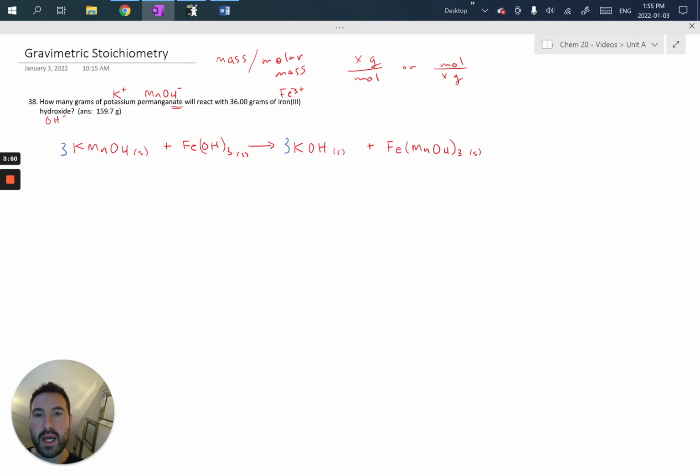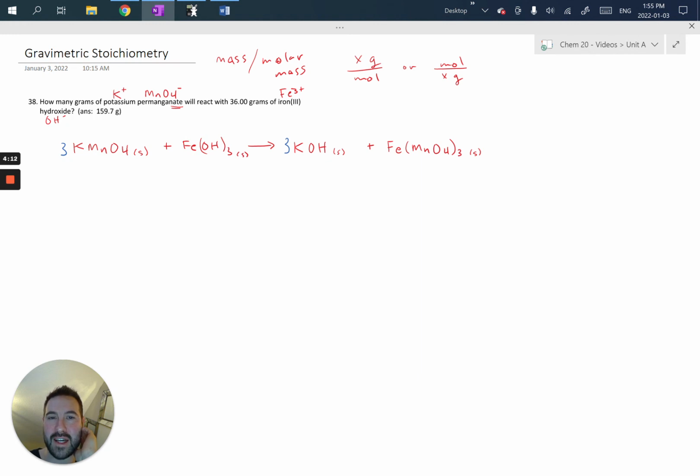That balances out my 3 hydroxides, and now I also have 1 iron. Yeah, I'm good. Okay, so we're good. I have 1 iron on each side. So we're balanced now.